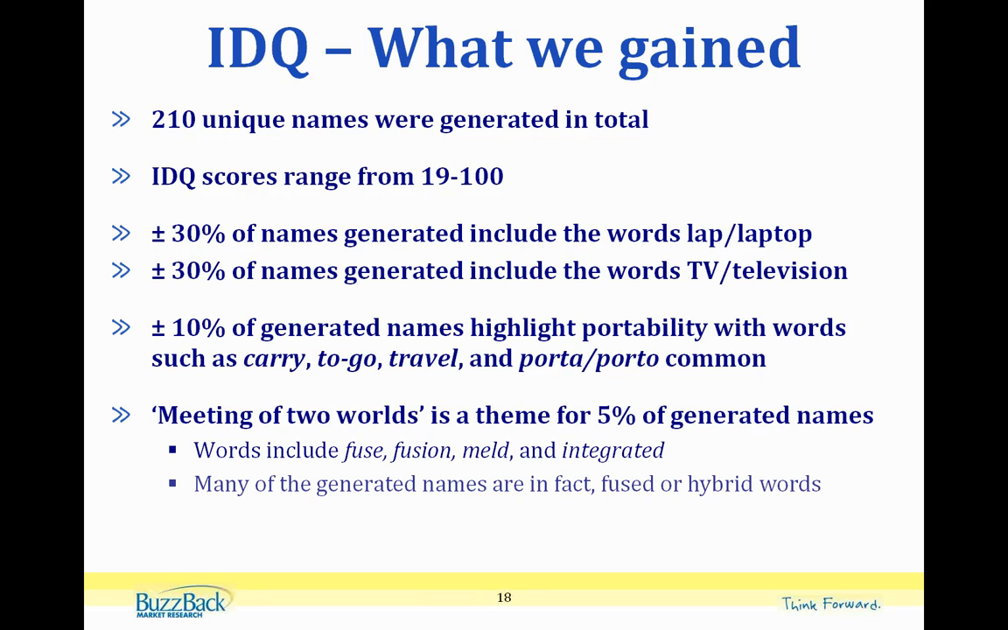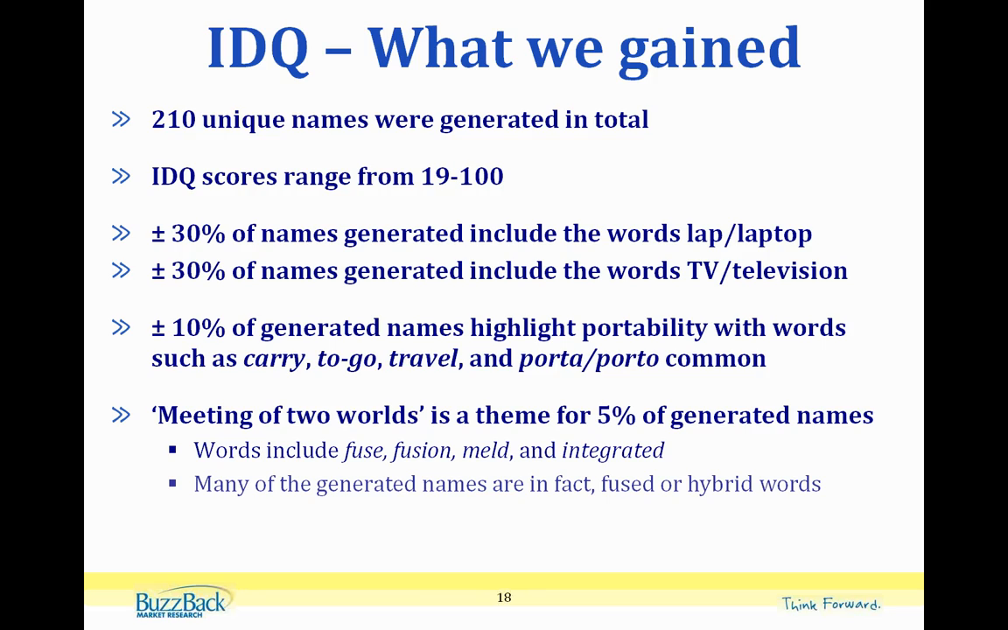So what we got out of this was an amazing 210 unique names that were sorted in 3 days. And based on the algorithm, we were able to identify scores ranging from 19 to 100. It's an index-based score, so 100 is simply the top faring name in the study. But it really is the power of the tool to not just generate, but to help you sort and understand immediately what are the better and what are the worse names.